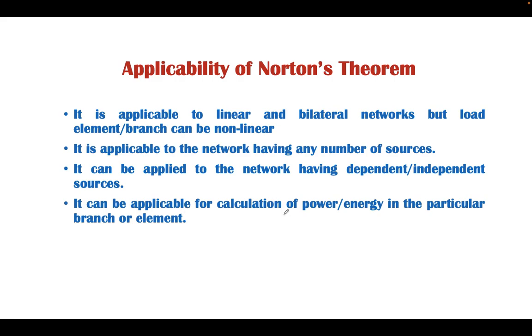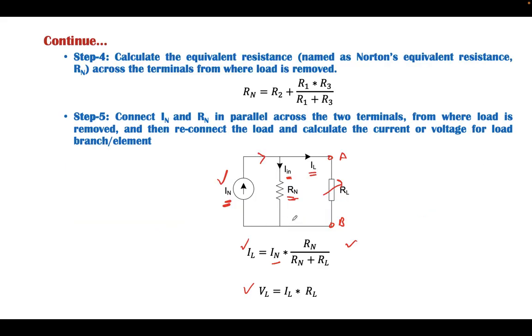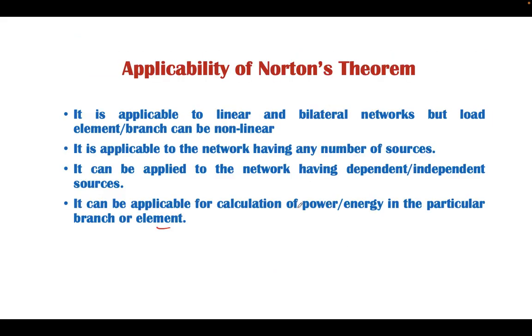It can be applicable for the calculation of power and energy in a particular branch or element. Here in this case, the resultant value of current is obtained, rather than considering the superposition effect of one source and another source. Since the resultant value of current is obtained, we can easily calculate power and energy in a particular branch as well, which is not the case with the superposition theorem.